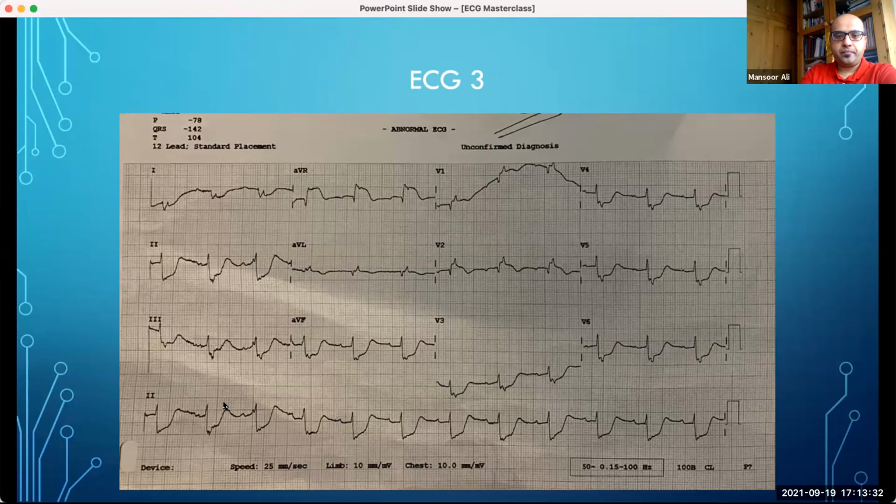Anyway, to summarize, this is a grossly abnormal ECG. I think everyone will agree. There is widespread ST depression: inferior leads, anterior leads, lateral leads, everywhere. But there is one other important bit I want you to look at and focus on.